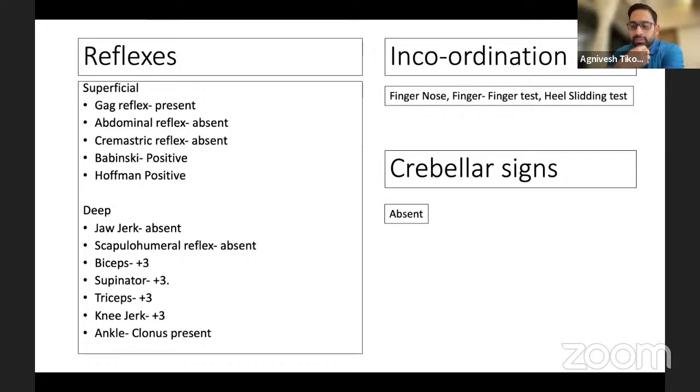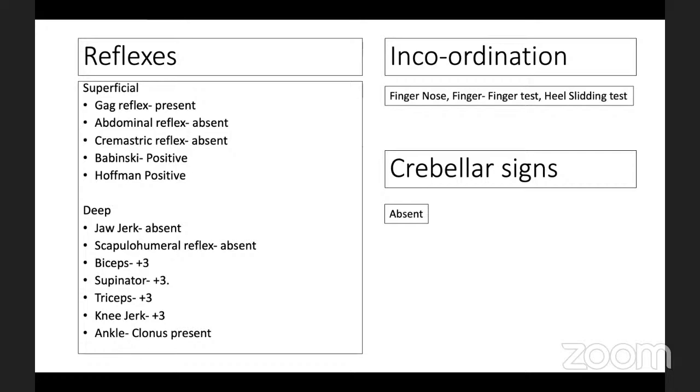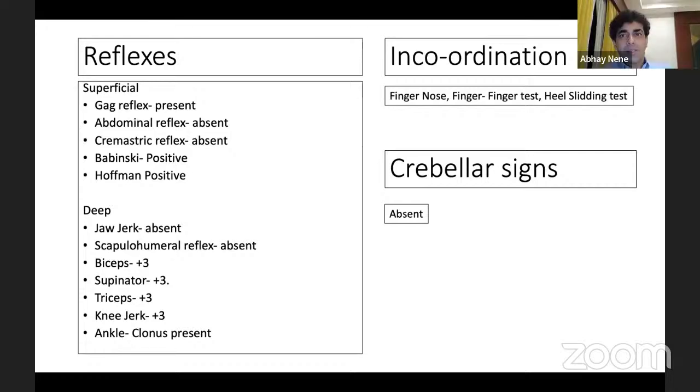Sorry, Abhay sir, you were saying something. Yeah, Trömner sign. Trömner sign for Himanshu. So Himanshu, what's Trömner sign? Trömner sign, sir... No idea, sir. Okay. Sir, you want to tell? No, you tell. So it's like Hoffman only. In Hoffman, you flick the finger like this and you get a contraction. In Trömner's, instead of flicking, you give a tap from below like this. So you see a reflex contraction of the fingers.